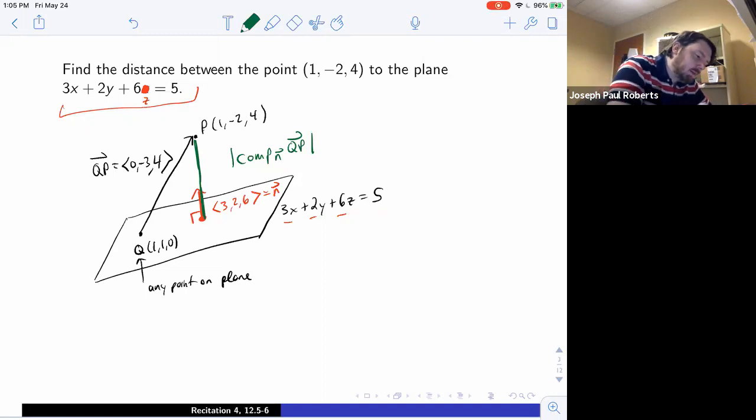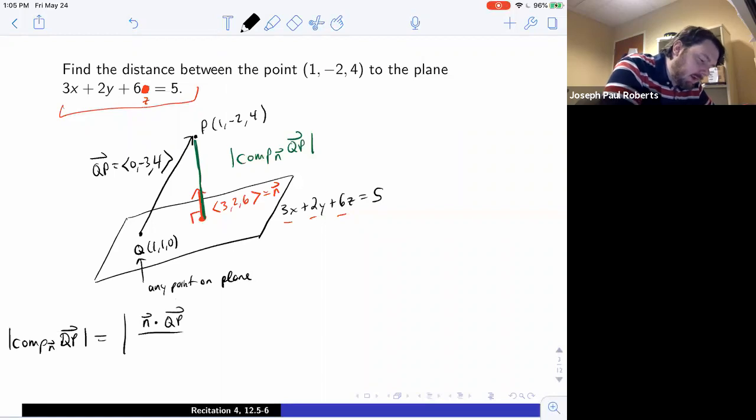And so anyway, the formula for scalar projection is, remember, the dot product, so n dotted with QP over the length of the vector that we're projecting onto, which is, in this case, n. So we're taking the absolute value of n dot QP all over length of n.